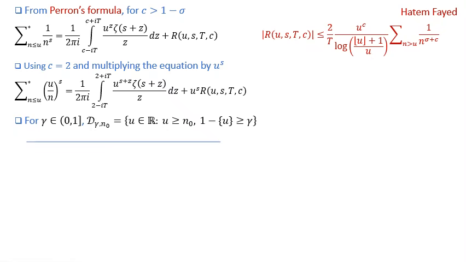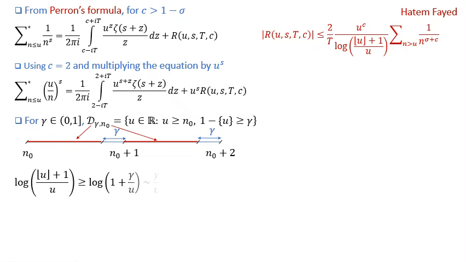So for example, if we have 3 successive integers, we restrict u to be in these regions to avoid reaching the integers from below. In this way, the log factor in the remainder term would have a lower bound that is asymptotically equal to gamma over u as u tends to infinity.